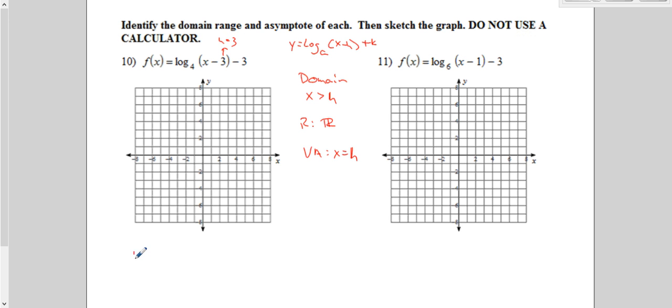Okay, so my domain is x is greater than 3. My range is all real numbers. And my vertical asymptote is x equals 3.